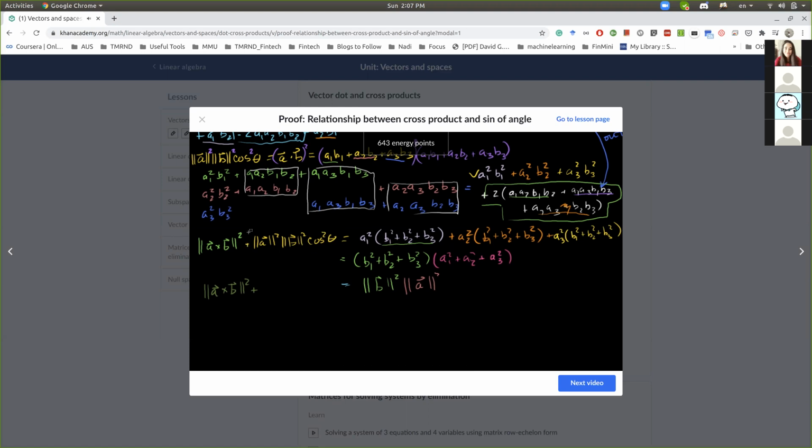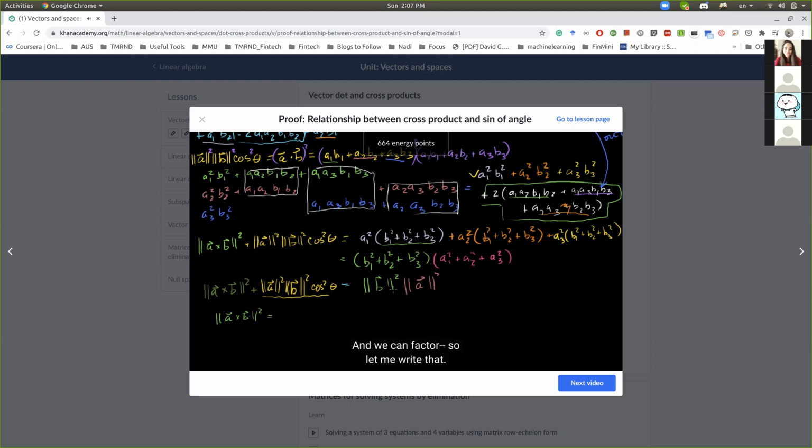Oh, why isn't it working? If I control, copy, and paste, it's not working. All right, so plus that thing, the length of a squared times the length of b squared times the cosine of the angle squared between them is equal to that. Now what if we subtract this from both sides? We get the length of a cross b squared is equal to this minus this.